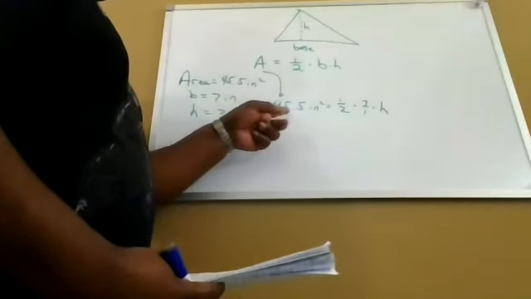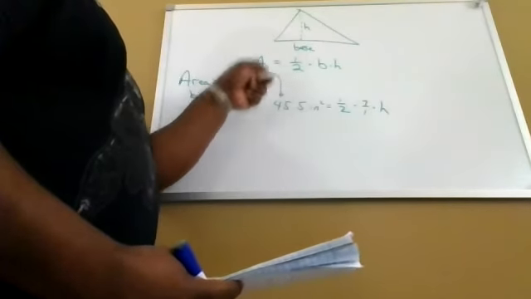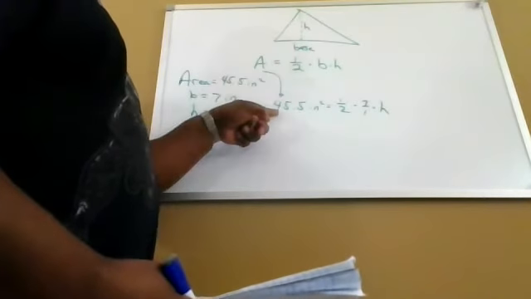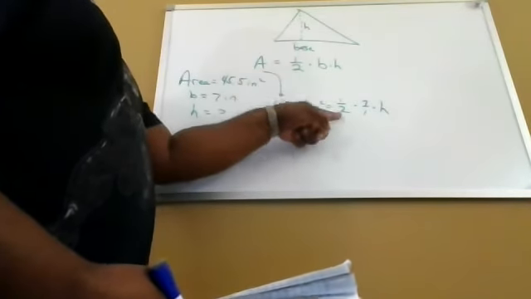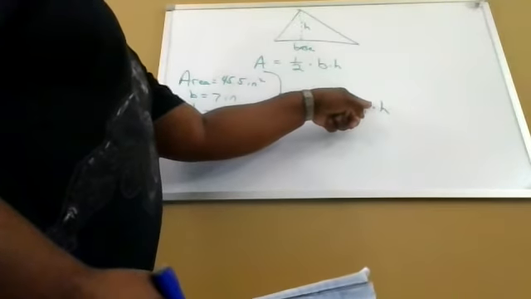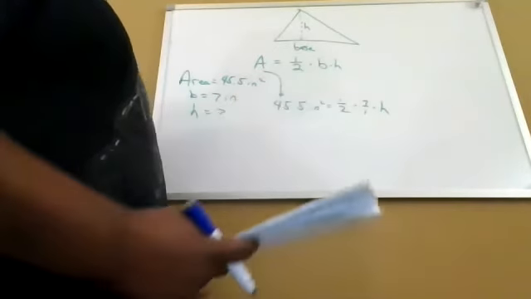So put in 45.5 inches squared equals, that's what my area is, A equals this. So A equals 1/2 times 7 inches times h.